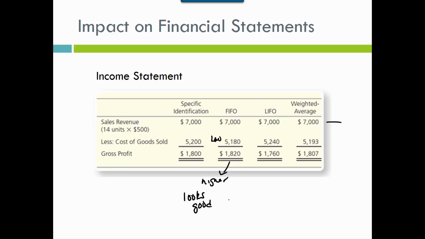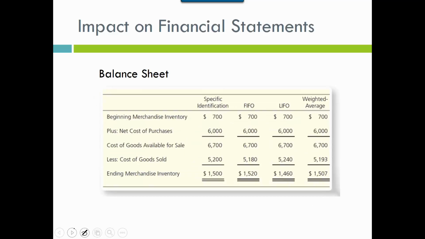Let's say I want to attract investors. LIFO has the highest cost of goods sold, which means it has a lower gross profit. So that doesn't look as good, but if I have a lower gross profit, I have a lower operating income, this means I have lower taxes. And so you can see that they each have different benefits. It's not one's right and one's wrong, but they definitely have an impact on your gross profit and then on your income or on your expenses and your taxes.